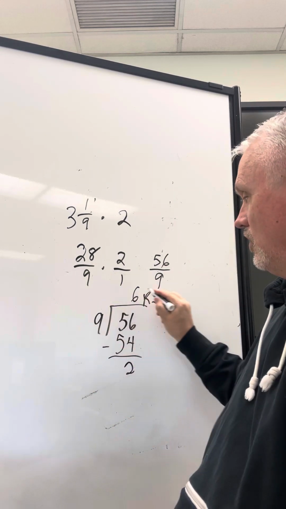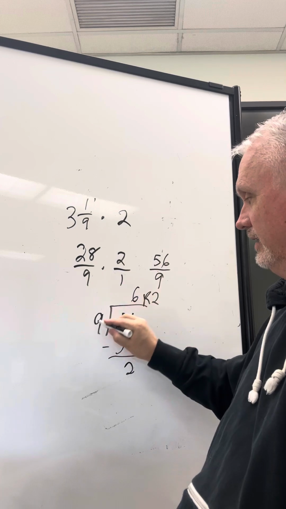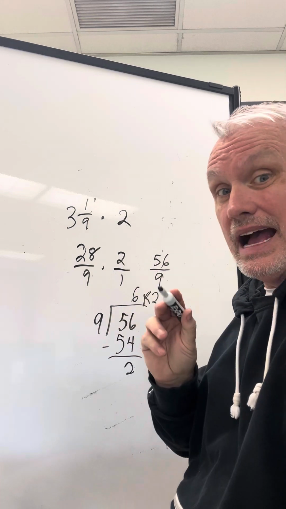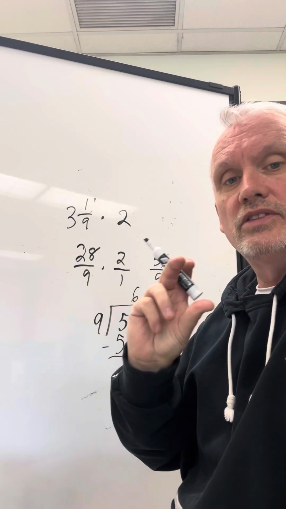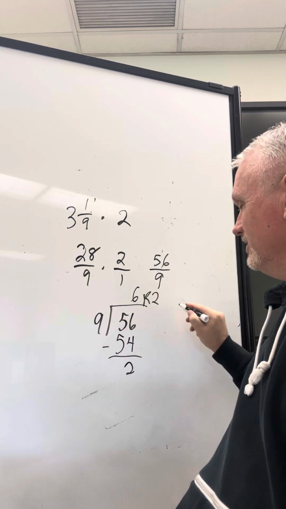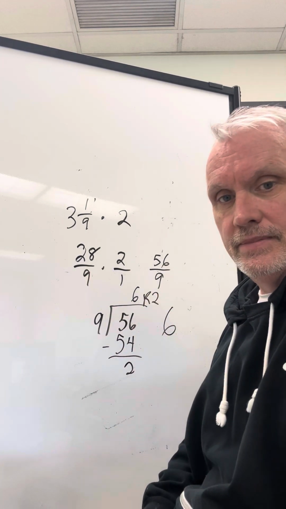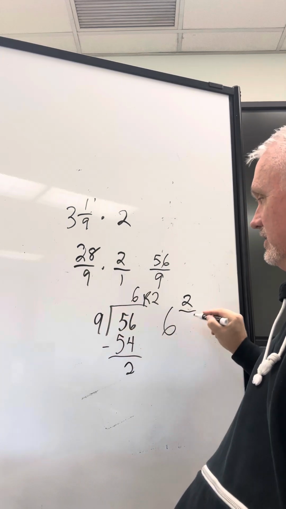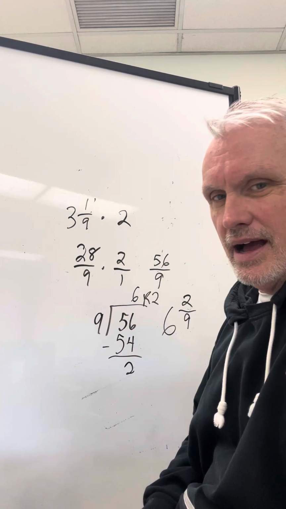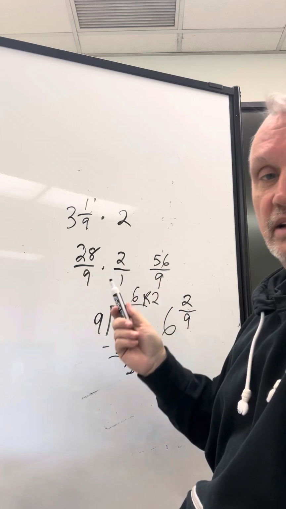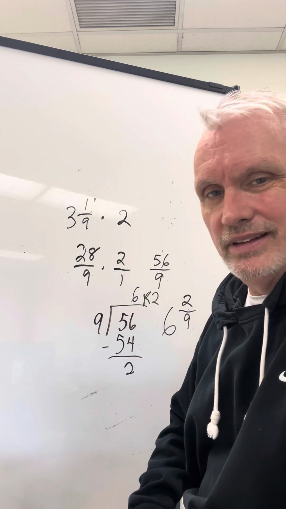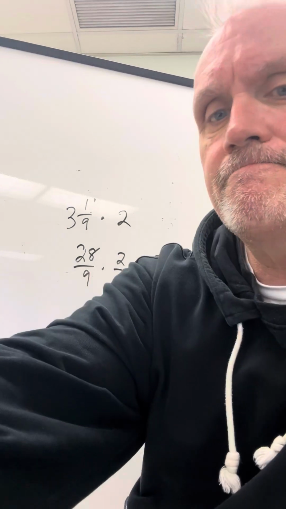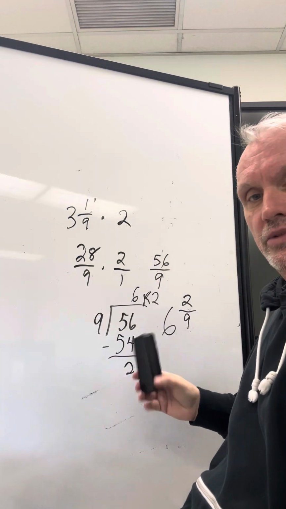Well, this is all of the answer that I need. It all depends on how you put it though. What are the proper positions? The 6 is the whole number. The remainder is the numerator, and the denominator will always stay the denominator. If you have a denominator of 9, it'll always stay 9. So 6 and 2/9.